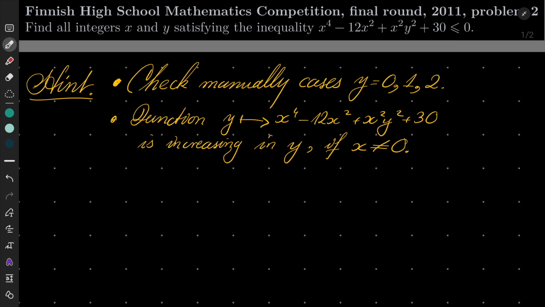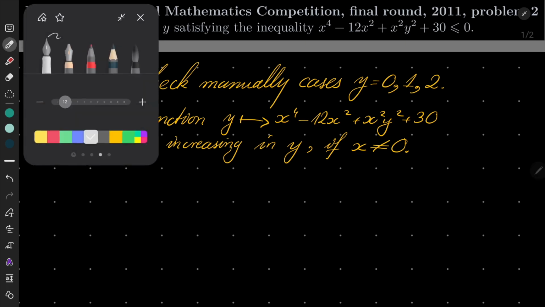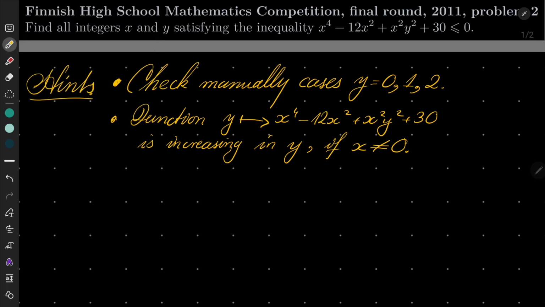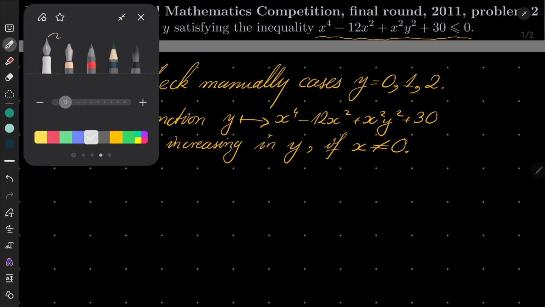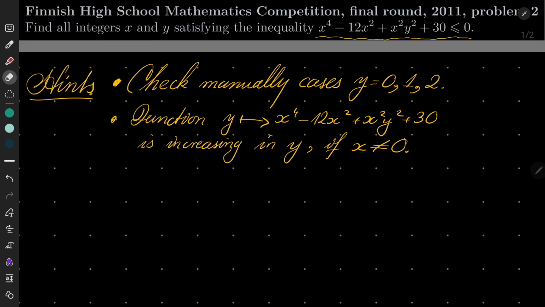So my hints for you, hints plural. First, check manually small cases of y, for example, y equals 0, 1, 2, and also notice that the left-hand side, treated as a function of y, is increasing in y if x is non-zero. So, in other words, there is a chance that this inequality will cease to be true quite quickly, considering variable y. So give this problem a try and see you in a minute.